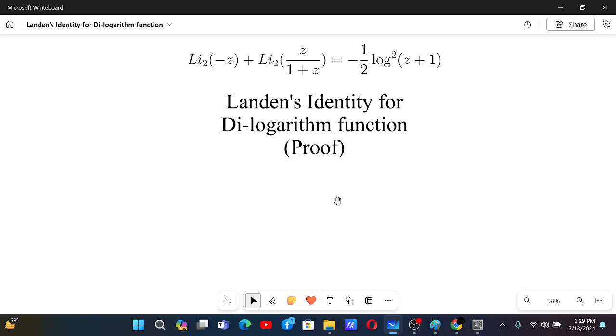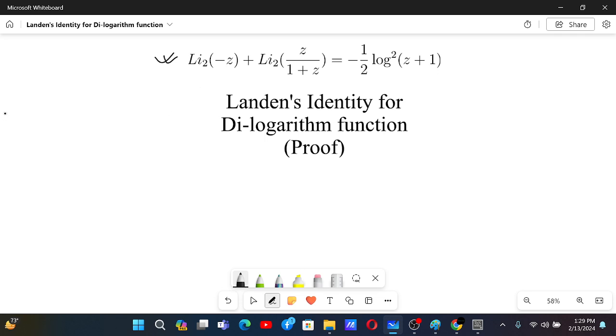Landen's identity for the dilogarithm function proof. So basically in this video we will prove this identity, and I do think that you know about dilogarithm functions. I have made all the introductory videos on this function on my YouTube channel. You can check the playlist over here where I have introduced it from the basics and also proved other identities like the inversion formula.